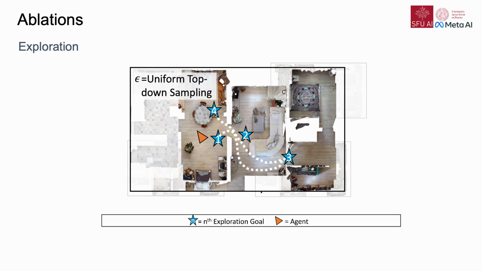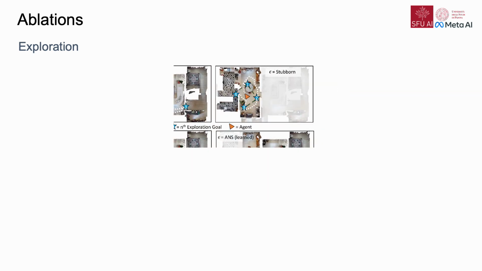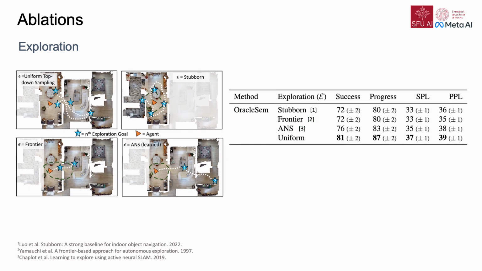Next, we introduce a simple heuristic-based method called uniform top-down sampling. Here the agent samples an exploration goal uniformly on a top-down 2D map. We find that our uniform sampling-based strategy outperforms the others.